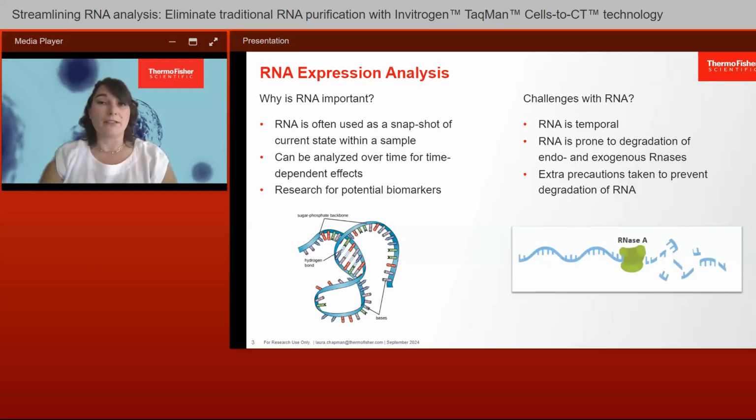There are some challenges of working with RNA. If you've worked with RNA, you're probably well aware that it is temporal due to exogenous and endogenous RNases that are around. It will quickly degrade your RNA, and so extra precautions need to be taken to make sure that your RNA will stay intact and that you can trust your data in the gene expression analysis that you see.